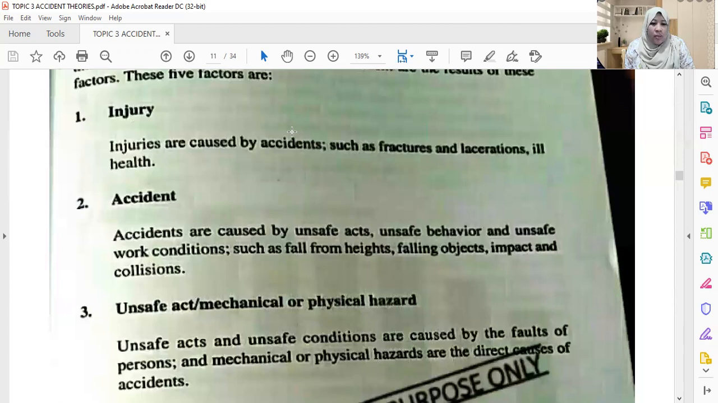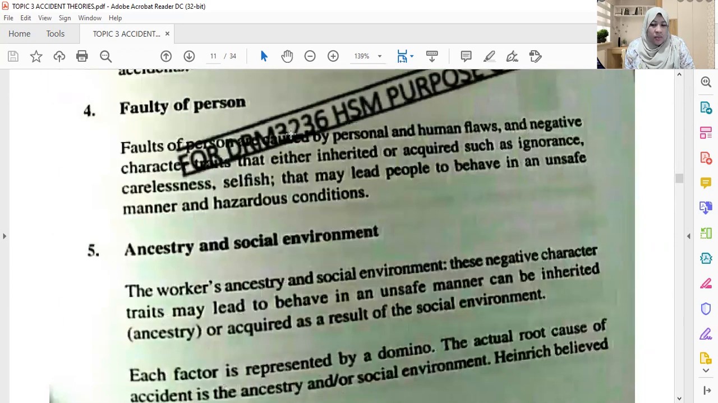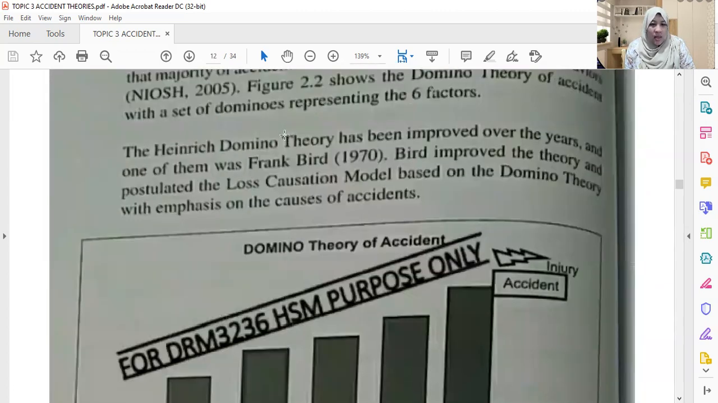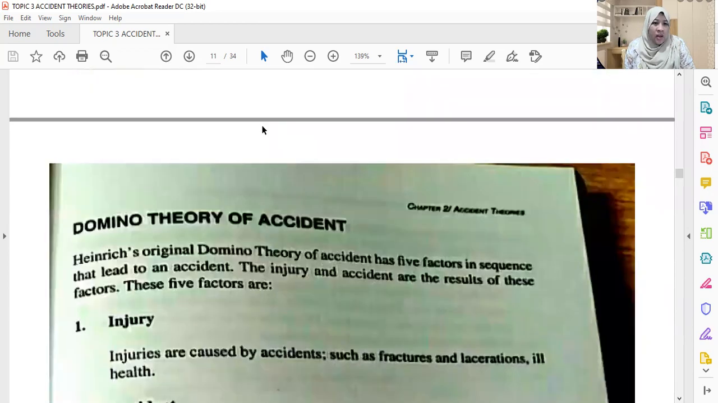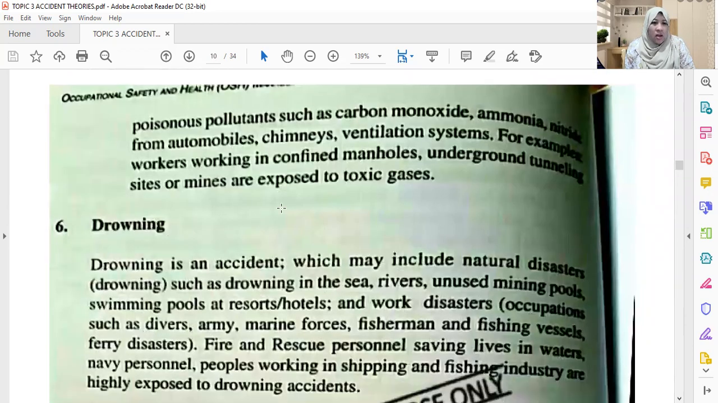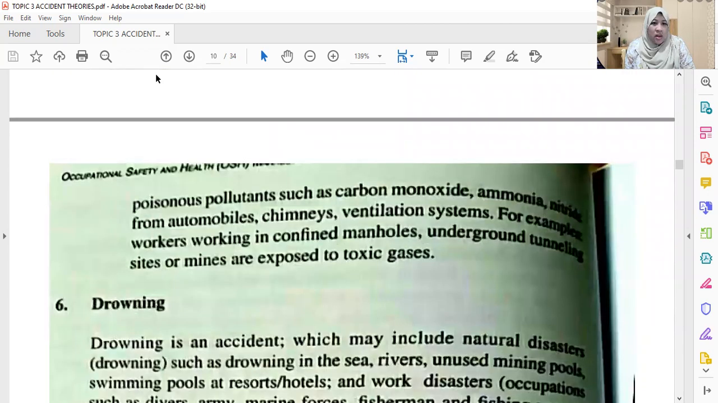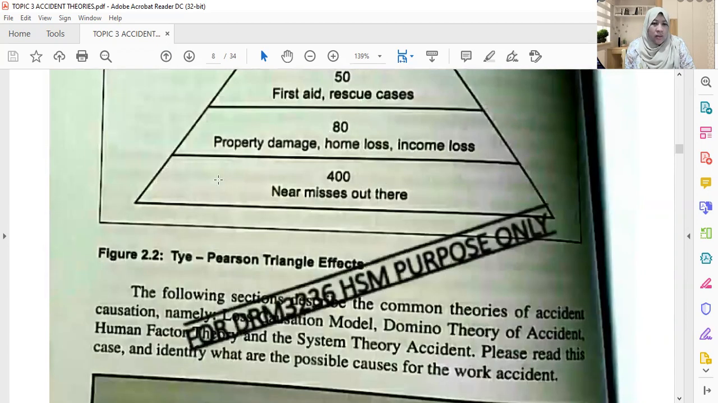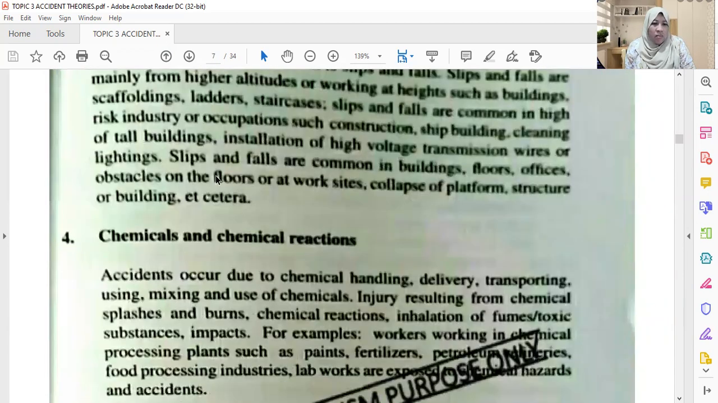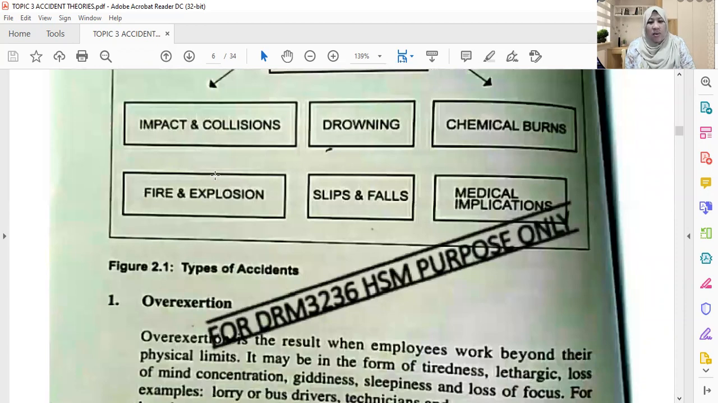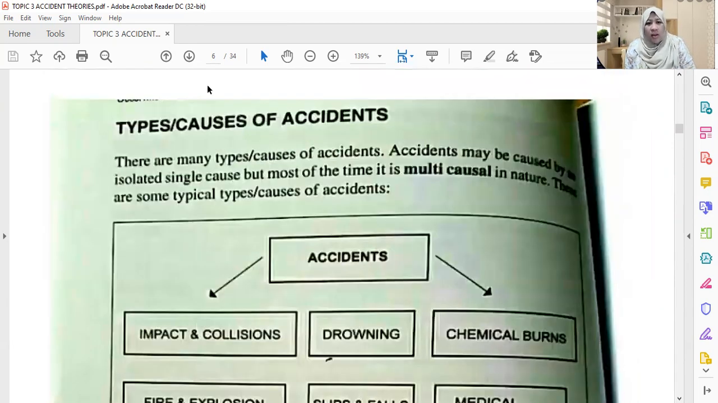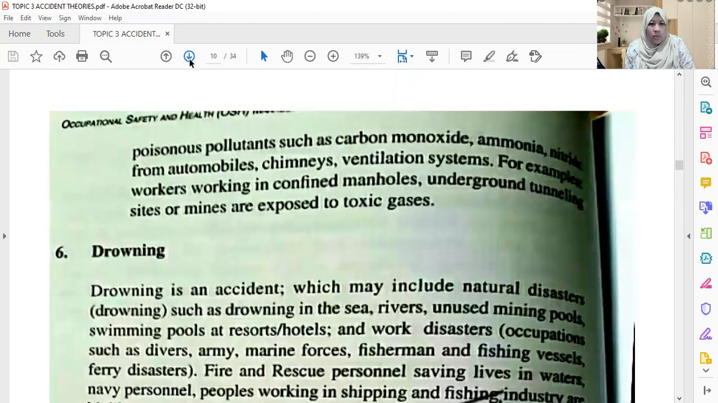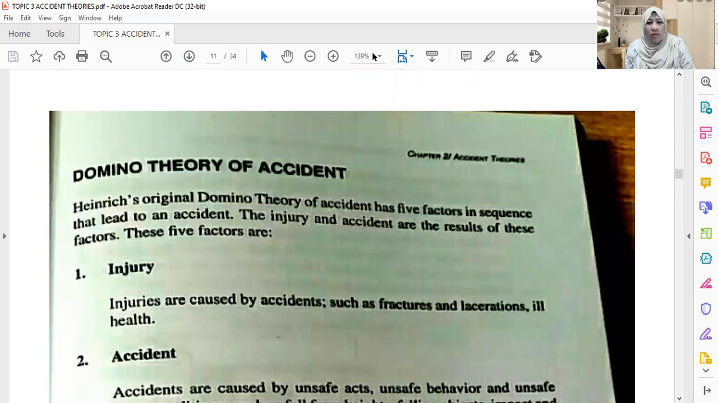So I will proceed with today's class, because I think we last stopped at the factors. We have many, if you still remember, types and causes of accidents. So we will move on to the next one, which is the domino theory of accident.